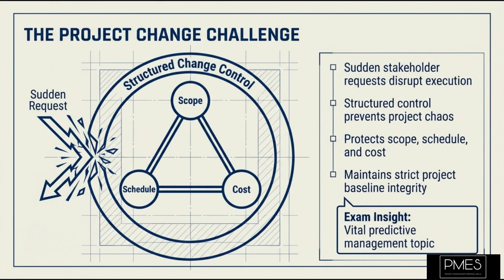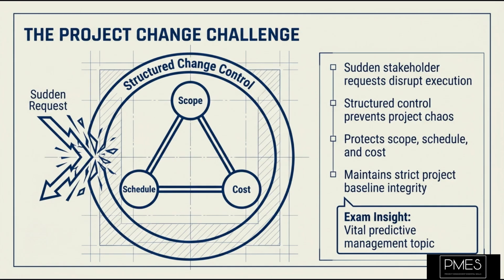Have you ever been on a project where a client or stakeholder suddenly asks for something completely new right in the middle of execution? It happens all the time, but how you handle those requests can make or break your project. Do you just say yes? Do you say no? Or is there a structured way to manage these crucial moments?